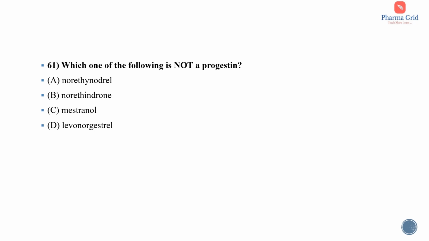Let's begin with today's KAPS recalls discussion. Question number 61. Which one of the following is not a progestin? The options are norethindrol, norethindrone, mestrenol and levonorgestrel. So here the correct answer is option C, that is mestrenol.